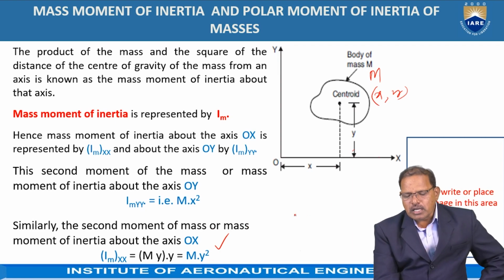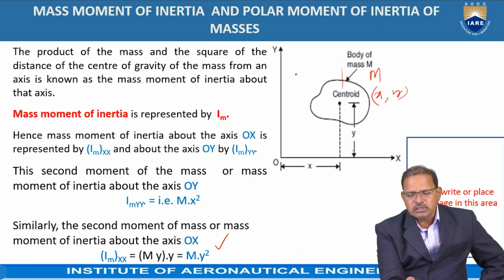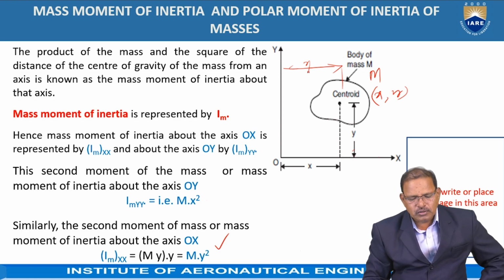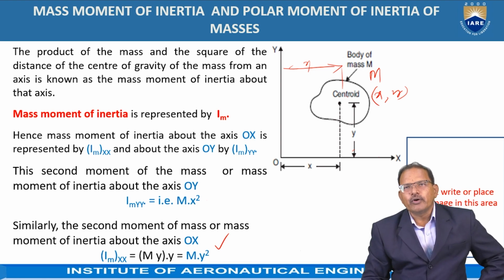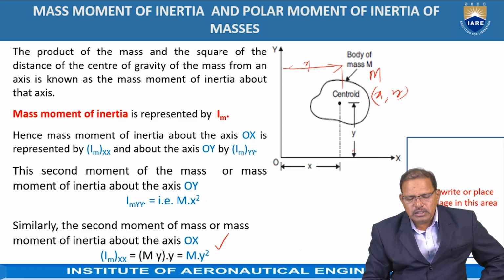Similarly, the mass moment of inertia of the body about the y-axis, generally represented as IMYY or simply IYY, is equal to m into x square, because the distance is x now. So here the moment of inertia is the product of mass and the square of the distance between the central gravity of the body from the reference axis.